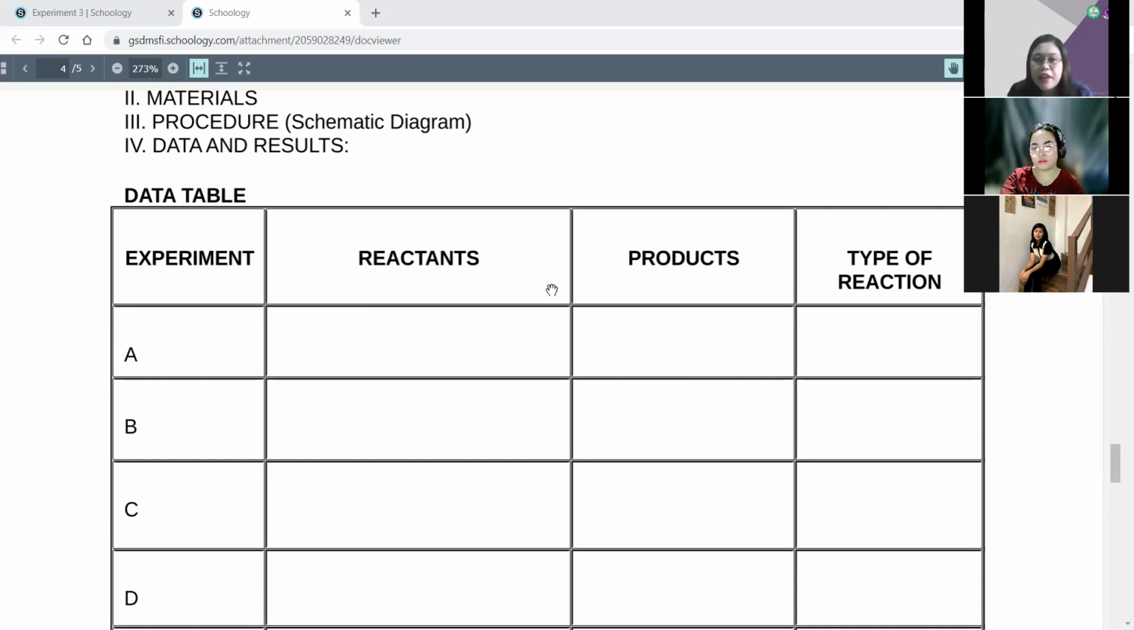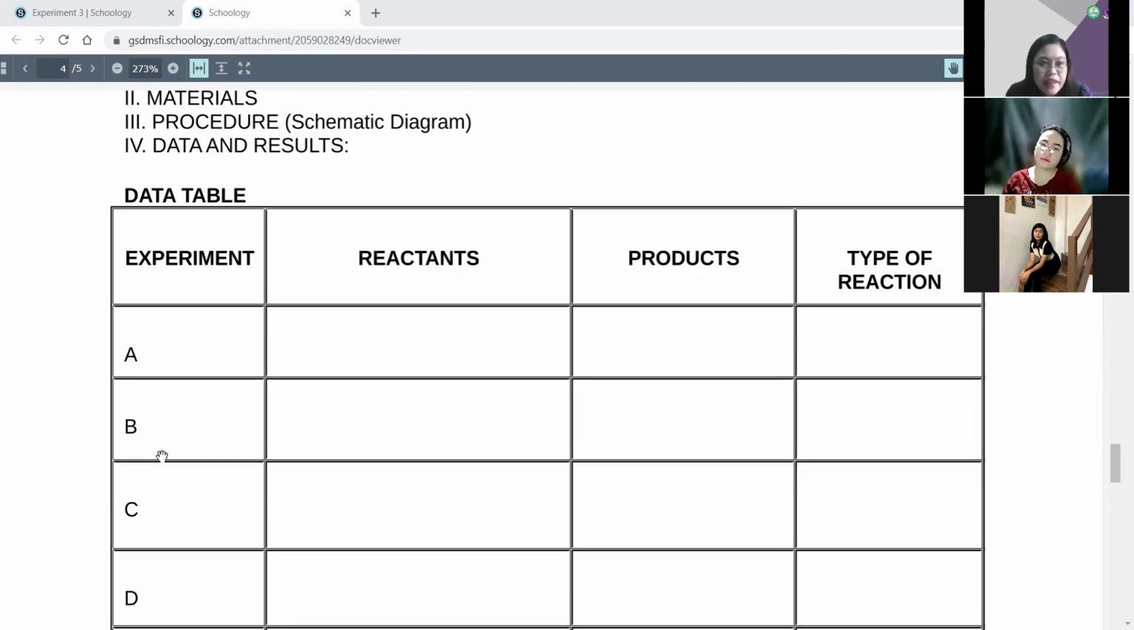But do not forget to balance the equation ha. So do not forget if the coefficients are necessary, you also have to write them here, whether on the reactants or in the products. And then afterwards, you write here the type of reaction. So whether that is combination, decomposition, single replacement, double displacement, and combustion reaction. So remember that neutralization and precipitation reactions are still under the double displacement.